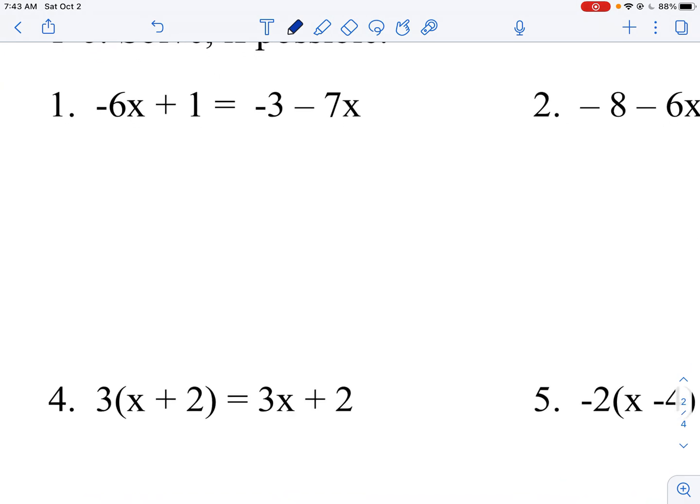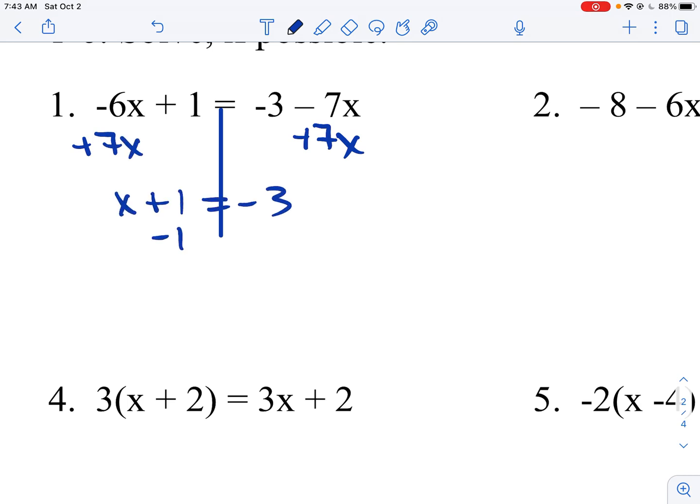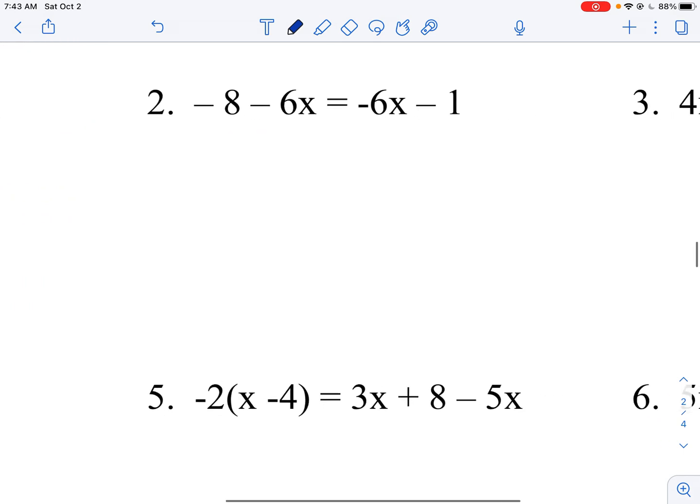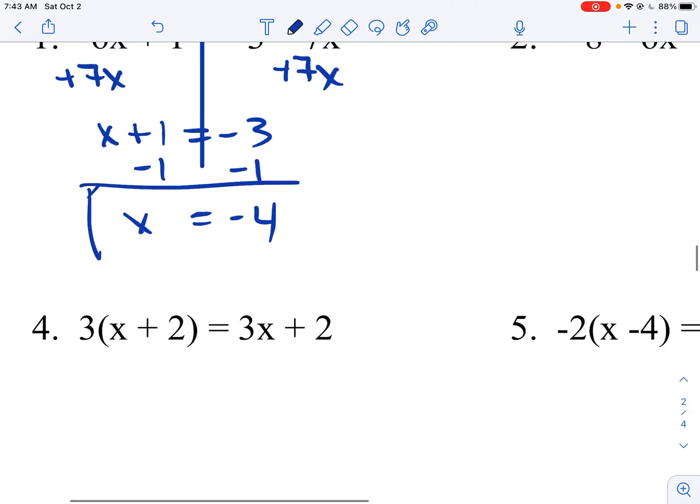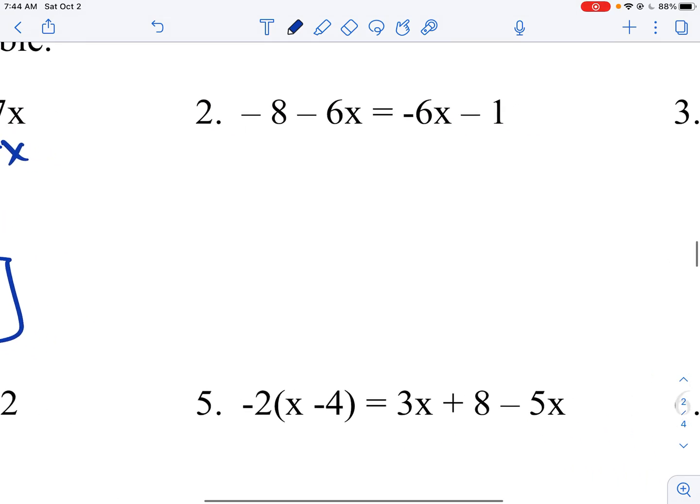When I do this problem, it's just like we've been doing. I add 7x to both sides of the equal sign. I get x plus 1 equals negative 3. I subtract. I get x equals negative 4. Okay. So this is one solution. It comes out to a solution, but you have to actually say what the solution is. It's x equals negative 4.